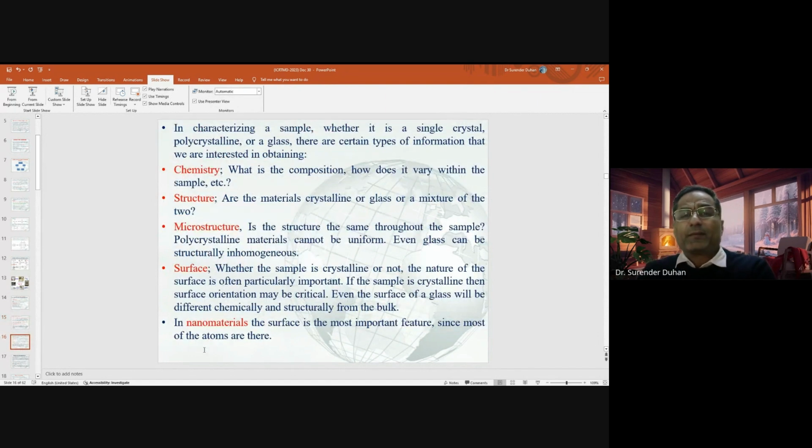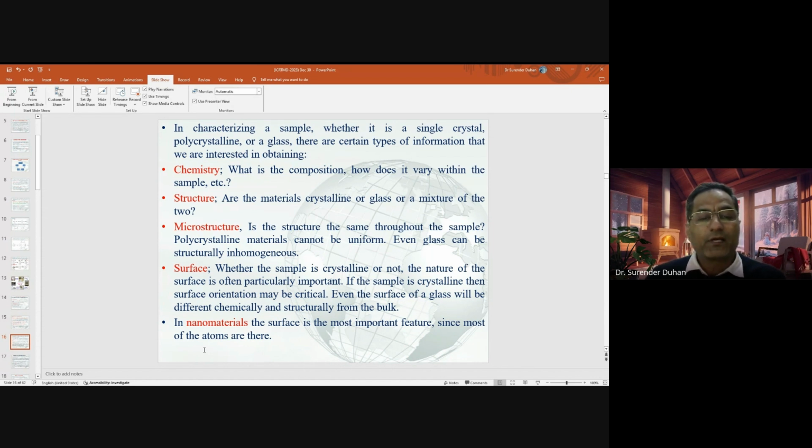In characterizing a sample, whether it is single crystal, polycrystalline or glass, there are certain types of information that we are interested in obtaining. First, the chemistry of your materials: what is the composition, how does it vary within the sample, etc. Second, the structure of the materials: are the materials crystalline or glass or a mixture of the two? Third, microstructure analysis: is the structure the same throughout the sample? Polycrystalline materials cannot be uniform. Even glass can be inhomogeneous.